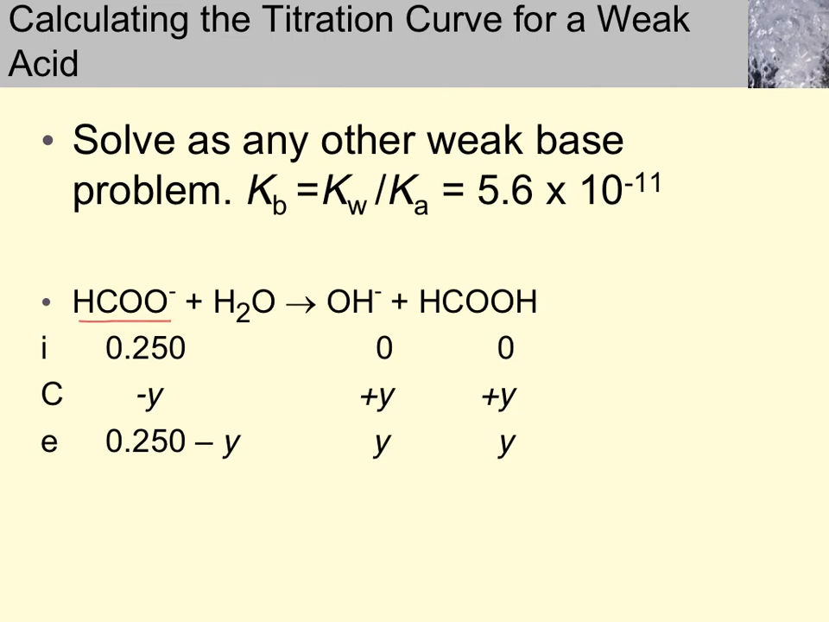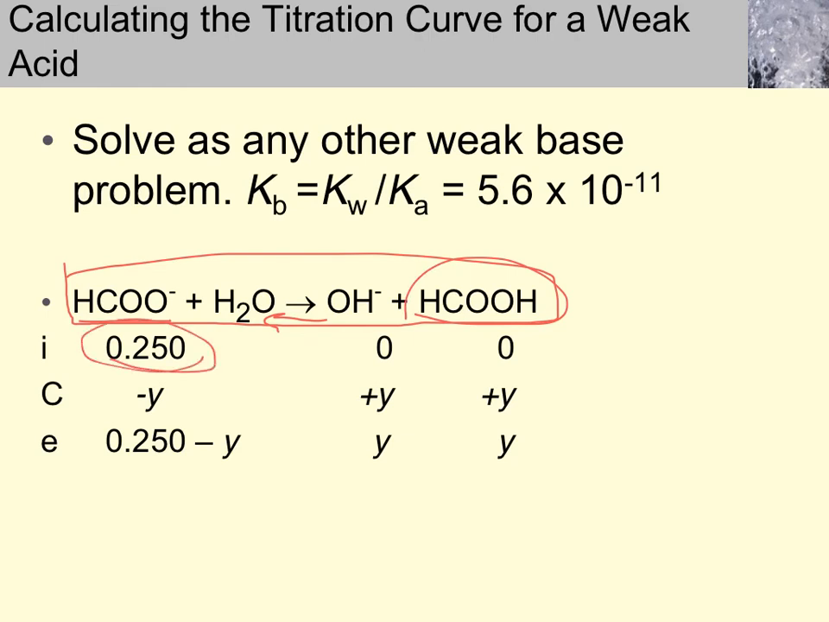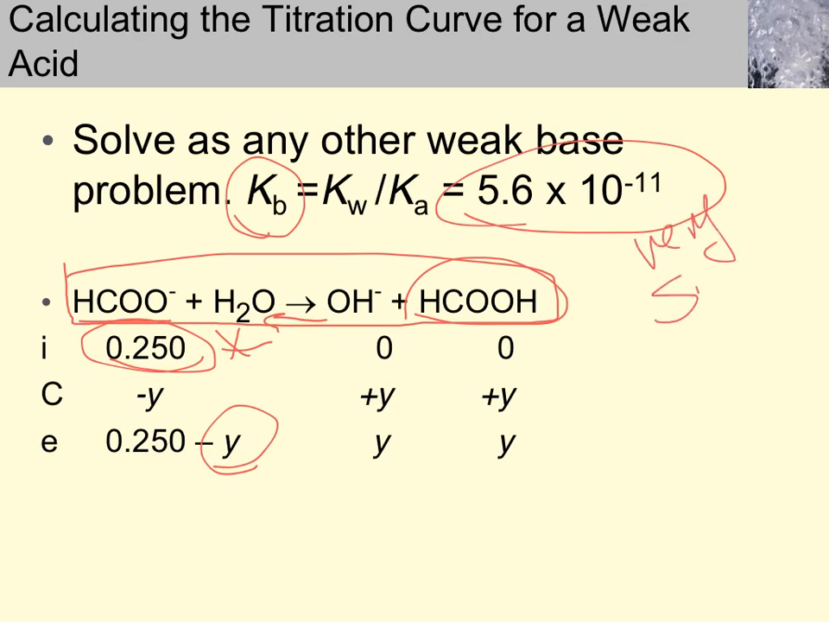Here is the conjugate base. It reacts as any weak base in water in an equilibrium, and it forms some of the original weak acid back. We set up our ice table like we always do, the original concentration. We have to figure out Kb. It is 5.6 times 10 to the minus 11. That is very, very small, which I personally am always happy to see because it means we can neglect this x or y.